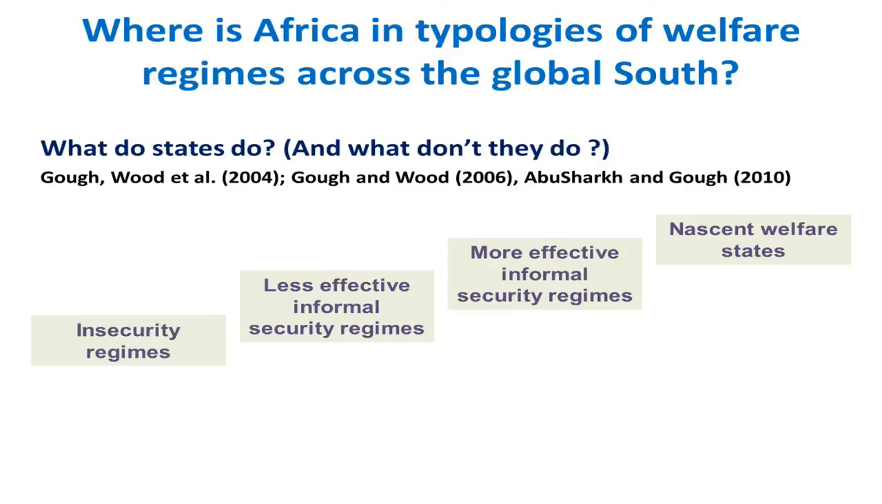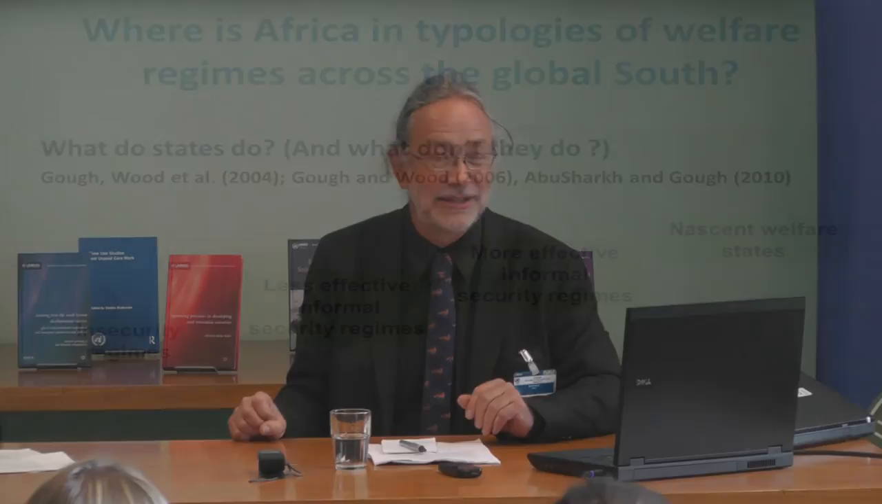So, if we go back to the work of Ian Gough and various co-authors, including when she was here at the ILO, Miriam Abu-Sharkh, looking at welfare regimes, they presented what was in effect a typology of regimes which varied across essentially how much the state did. This isn't exactly how they presented it, but the gist of it is: was the state doing bad things on the left? Was it doing very little in the middle? Or was it doing quite a lot on the right?